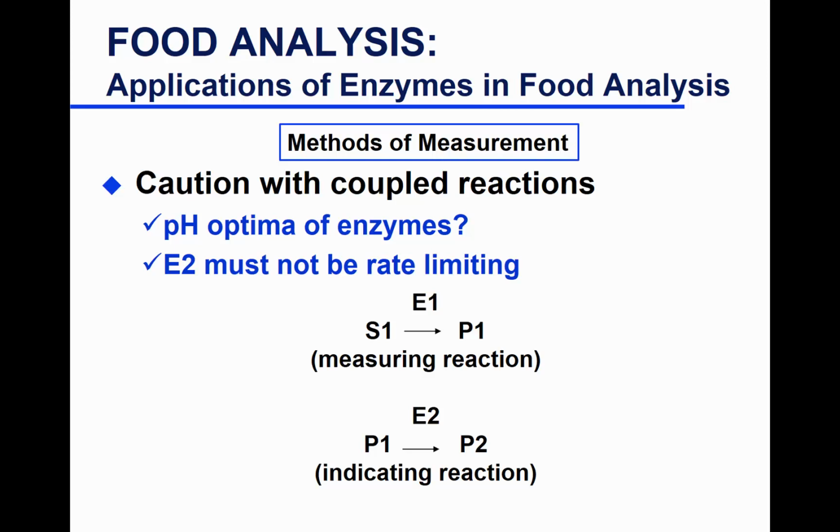So a caution with coupled reactions: because you have two enzymes, you want to select enzymes of similar pH. And also, the second reaction should not be rate limiting, it should happen fast. As soon as you generate P1, it should quickly have a very fast rate to generate P2 for detection. So these are the two things that you need to consider when you are designing coupled reactions. I'm going to stop here, continue next time.